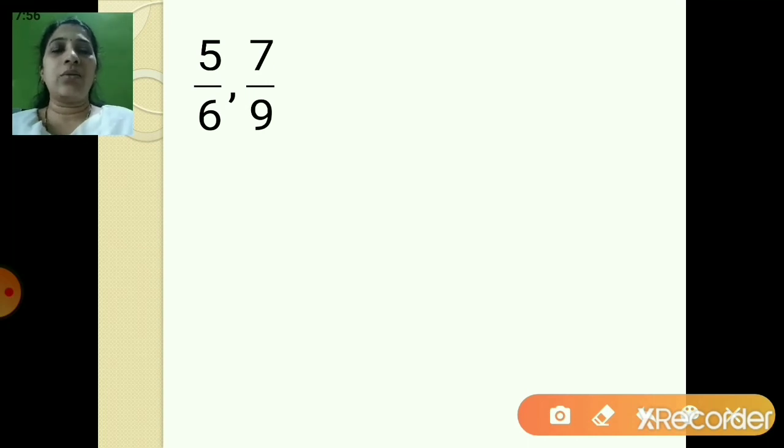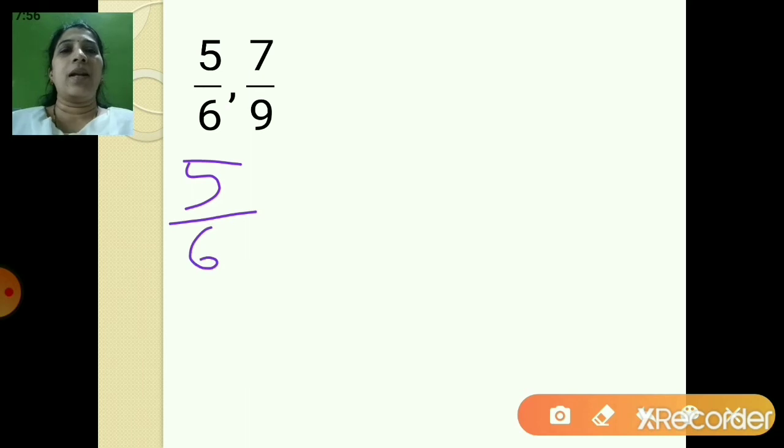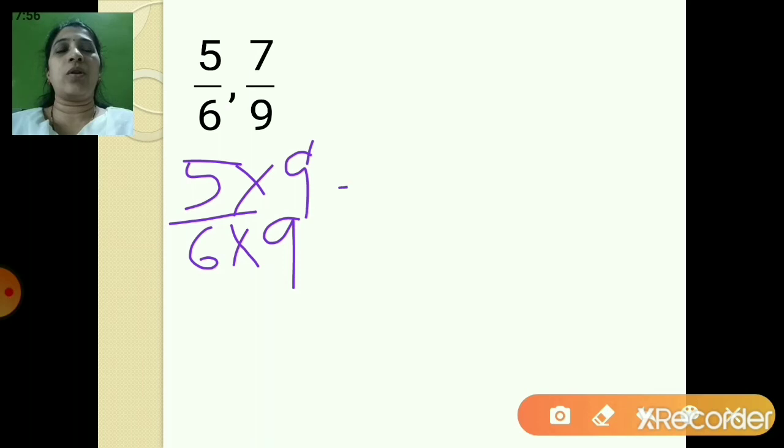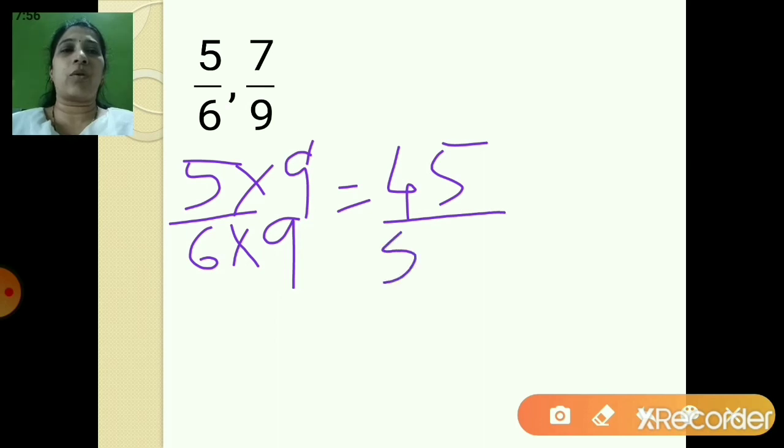So what I'll do? I will write 5 upon 6, right? Now the other denominator is 9. So what I will do? I will write 6 into 9 and 5 into 9. So what do you get? 5 nines are 45 and 6 nines are 54, right? Okay. Then what is your second fraction? The second fraction is 7 upon 9, right?